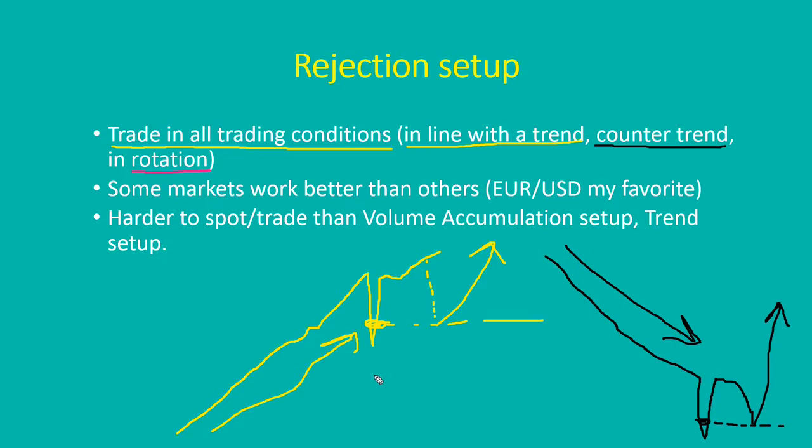And you can also trade the rejection in a rotation. So when there's a rotation and there's, for example, a rejection of higher prices, then you enter your short in here from the place where the volumes were the heaviest. Short like that. Or if there is a rejection of lower prices in the rotation, like this, then you go long from there. Alright, so this is a big advantage of the rejection setup. Then you can trade it in all market conditions, rotation, trend or counter trend.